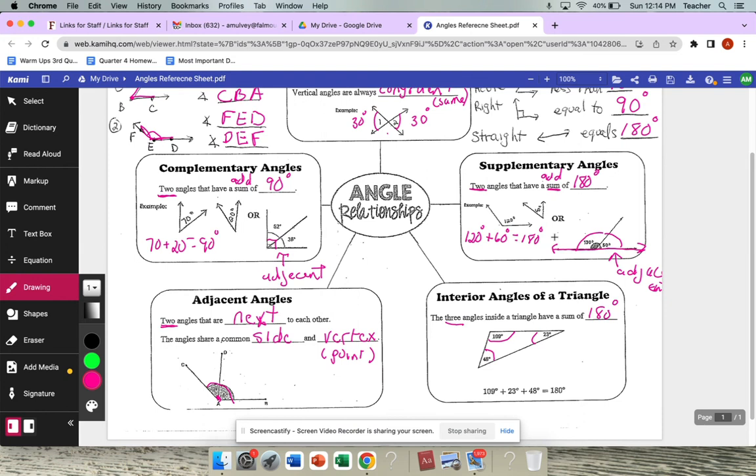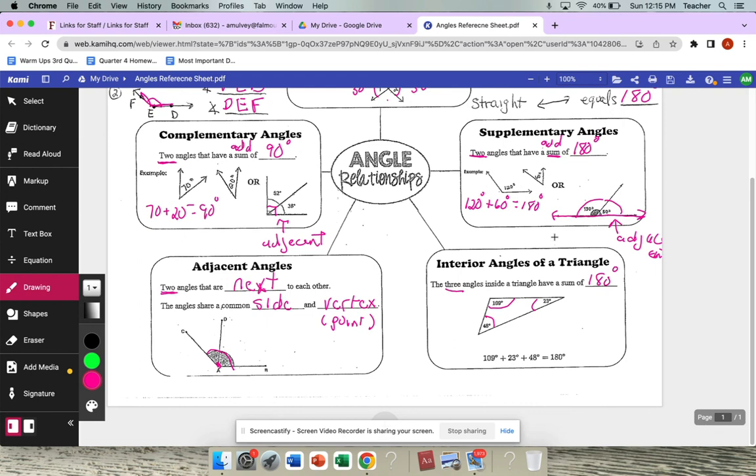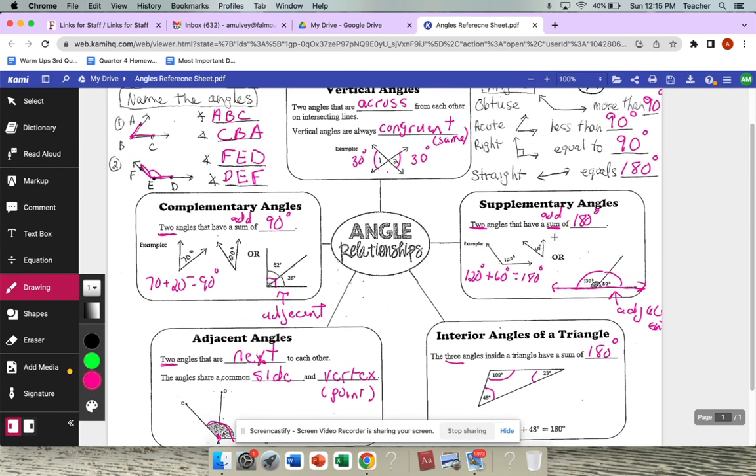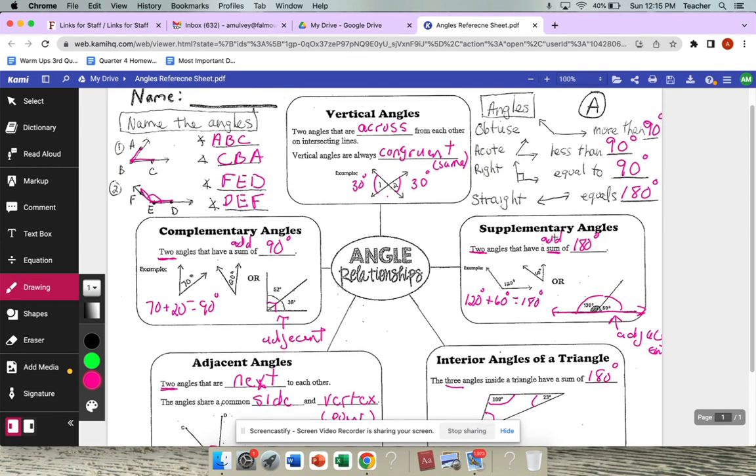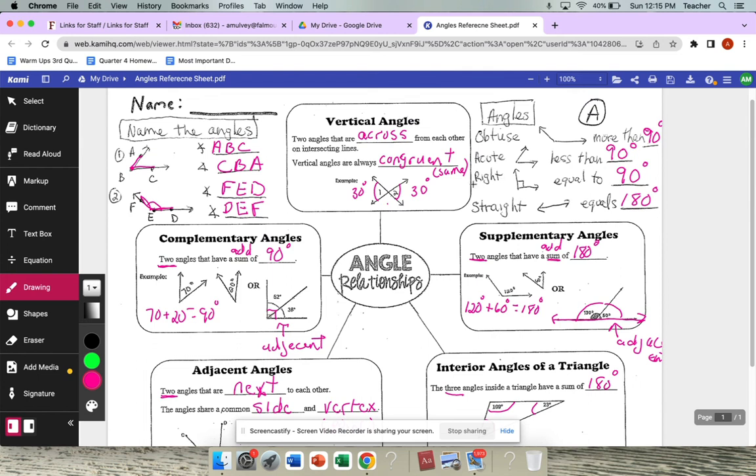So remember, whoever sits next to you, they're adjacent to you. Okay, maybe you think whoever sits across from you would be a vertical angle, right? The angles are across from each other. And then the sum of the angles inside a triangle, they equal 180 degrees. And these are the notes that you're going to use for today's lesson.